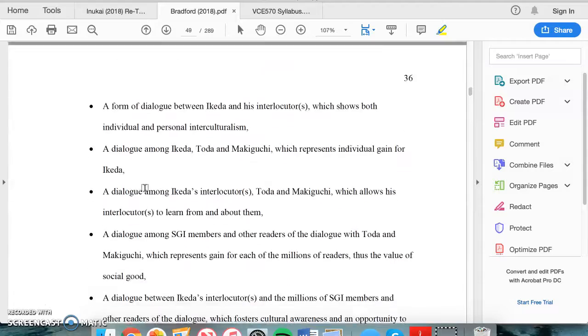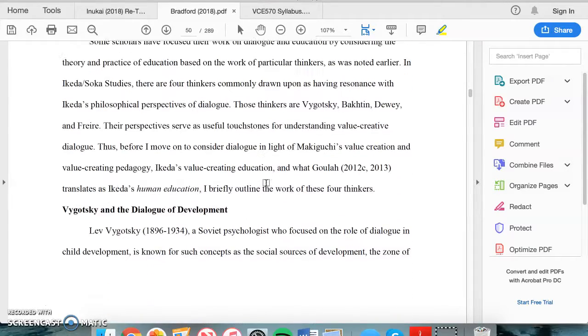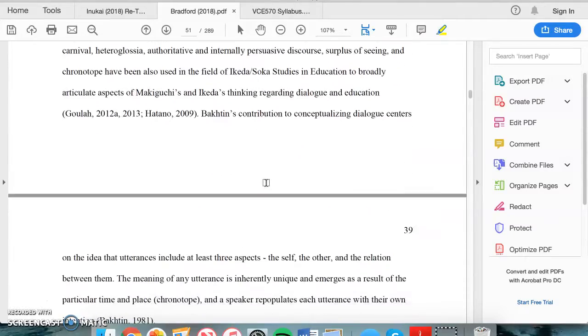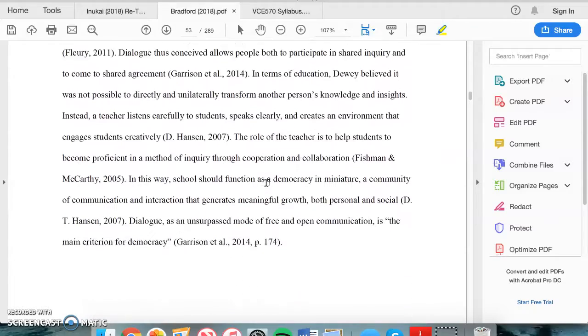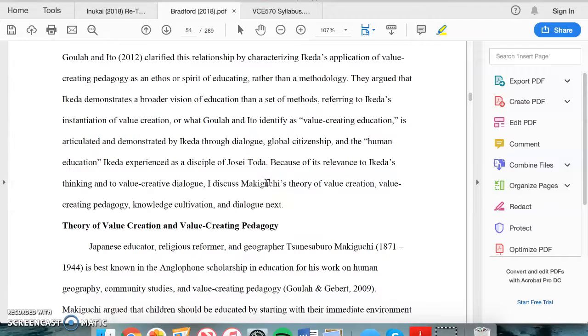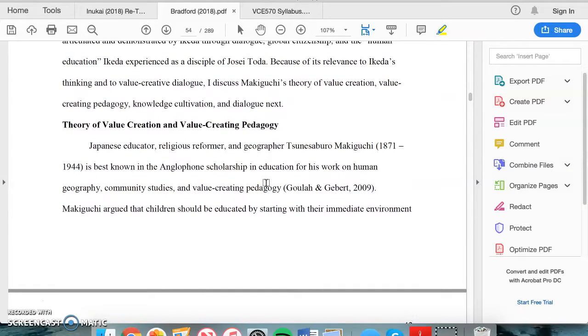And then she starts incorporating the other authors as well, and she clearly states who's next. She goes through each of those authors, and then in her conclusion explains the differences and similarities and uses them to bolster her explanation of this value-creating dialogue in education.